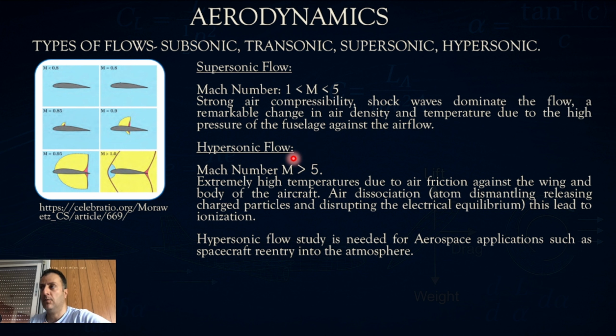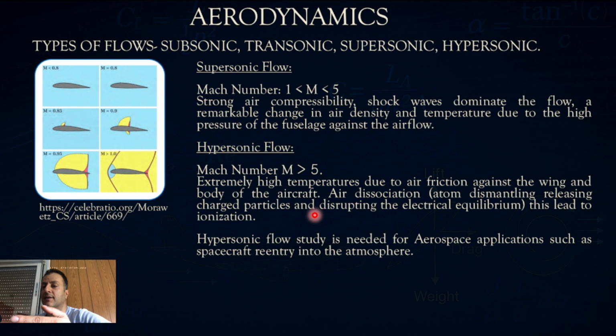For hypersonic flow, and by the way, this increases drag, Mach number M greater than 5, that's 5 times greater than the speed of sound. You get extremely high temperatures due to air friction against the wing and the body of the aircraft, air dissociation, so the atoms of the air are being dismantled, they are being broken down. You have a change of the characteristics of the air, even more so than the previous case, releasing charged particles. So you have ionization of the air, which forms the plasma, by the way.